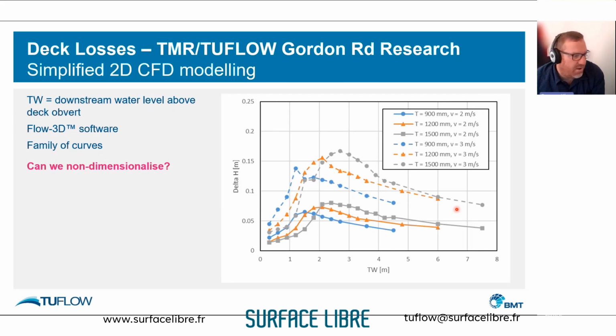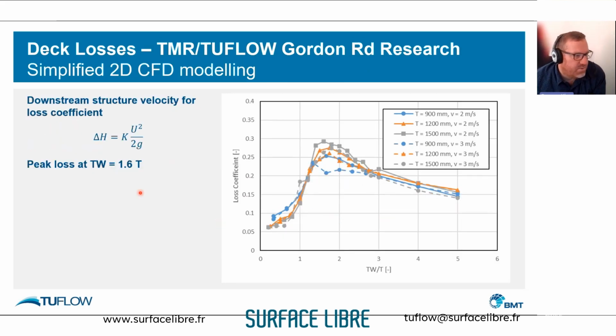The question was whether we could non-dimensionalize that. So we did that. We put TW over T, and we looked at the loss coefficient. We've got quite a nice grouping of the curves there for a range of different scenarios. And we found that the peak loss coefficient occurred at around 1.6 times the bridge deck thickness. So we started to go away and think about how we can apply this in terms of modeling bridges.